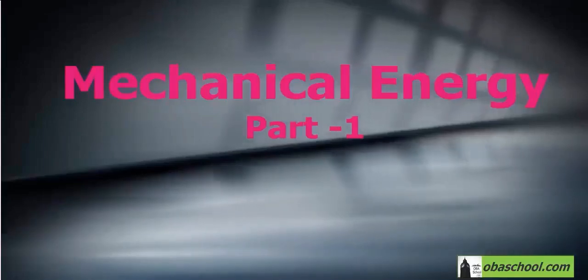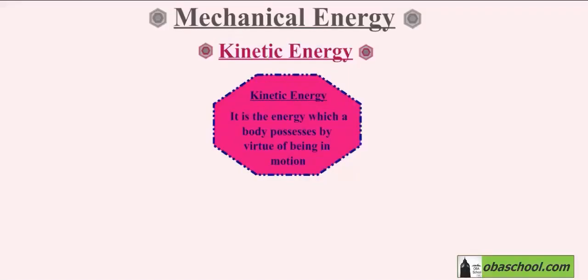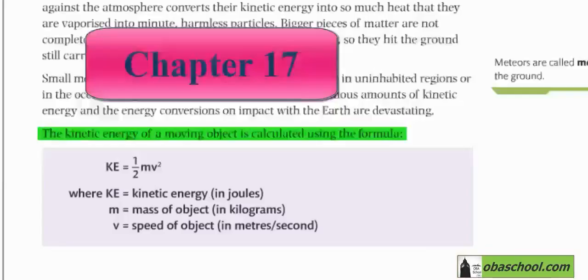Mechanical Energy Part 1. In this tutorial, let's talk about kinetic energy. It is the energy which a body possesses by virtue of being in motion. The kinetic energy of a moving object is calculated using this formula, half mv squared, where m is the mass of the object and v is the speed of the object.